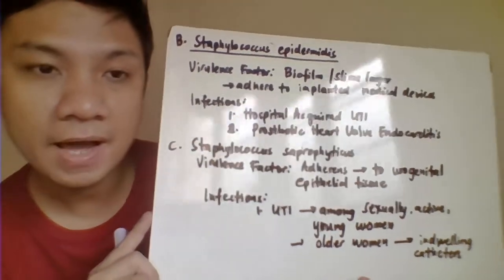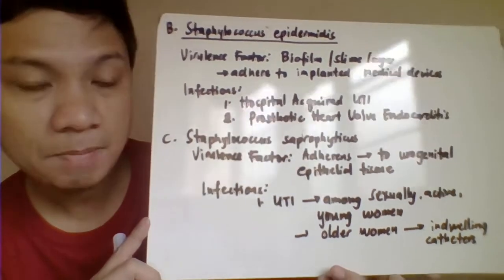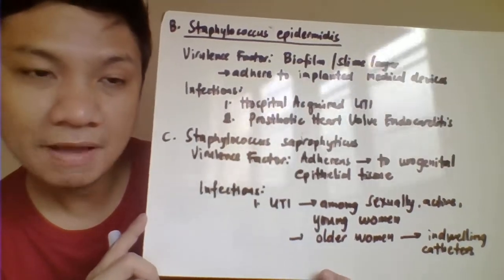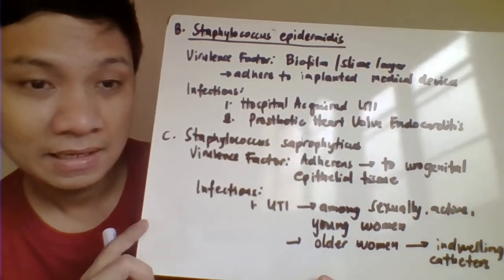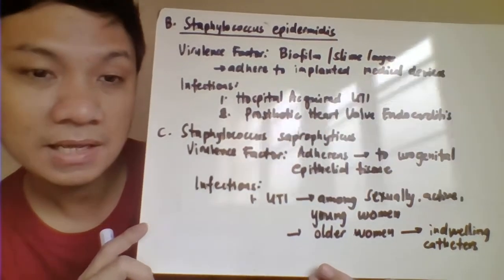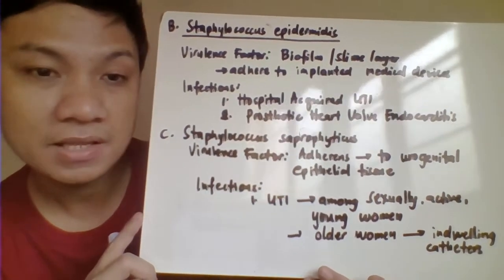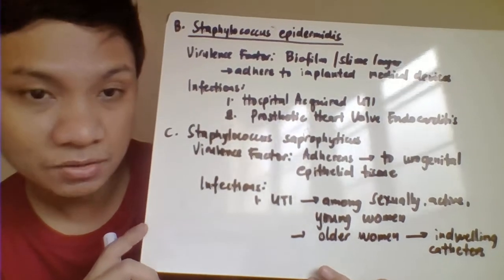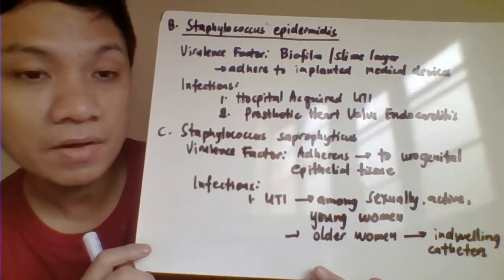Okay, so we have here the other species of Staphylococcus. So we have your Staph epidermidis. Your Staph epidermidis is a normal microbial flora found on our skin. But in some cases where the skin has been damaged, it has the tendency to develop an infection. Your Staph epidermidis has the following virulence factors.